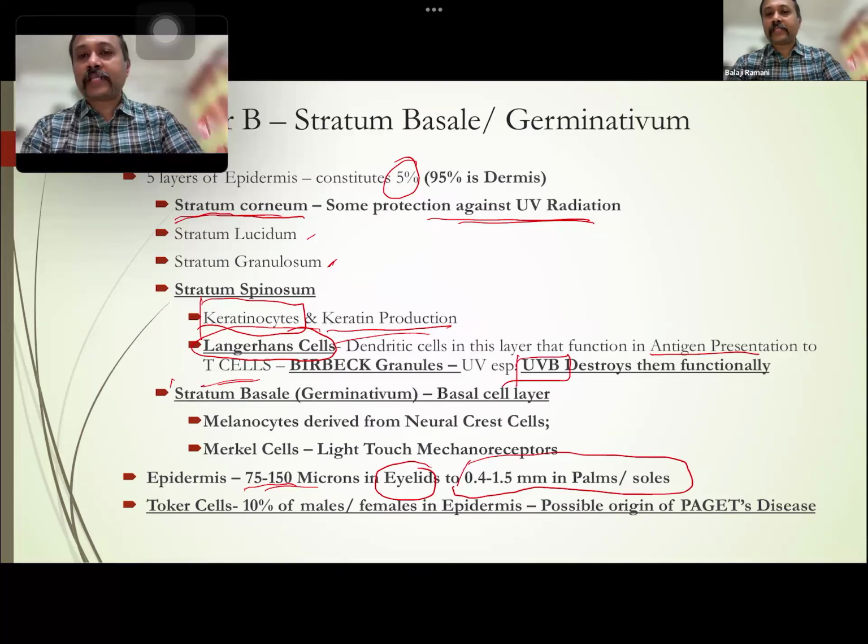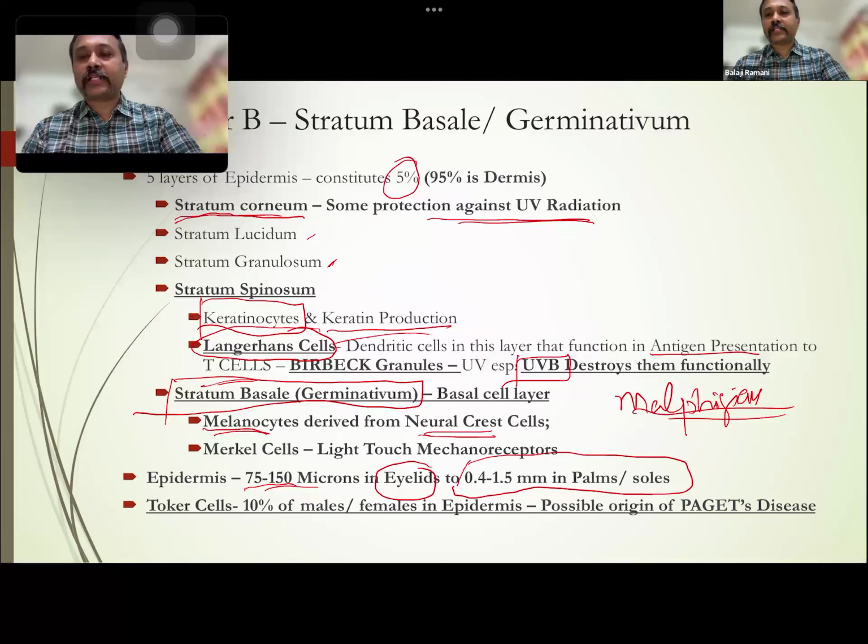Now, stratum basale, the cell layer from which everything originates, is the stratum germinativum, the basal cell layer. The other name for this is also the Malpighian cell layer. Now, these are all the various names of these layers. And the stratum basale is the most important one. It contains the melanocytes, which are derived from the neural crest. So almost all tumors originate in the stratum germinativum or the stratum basale.